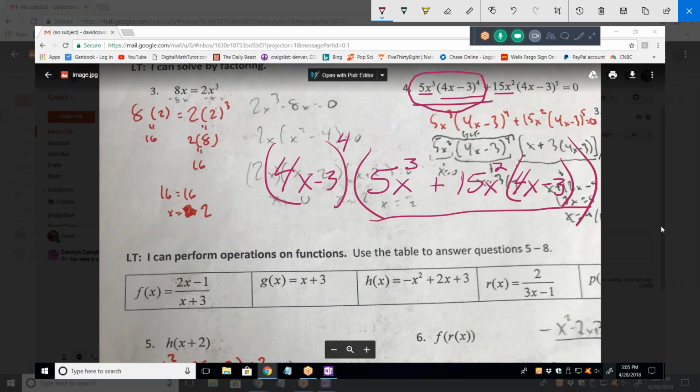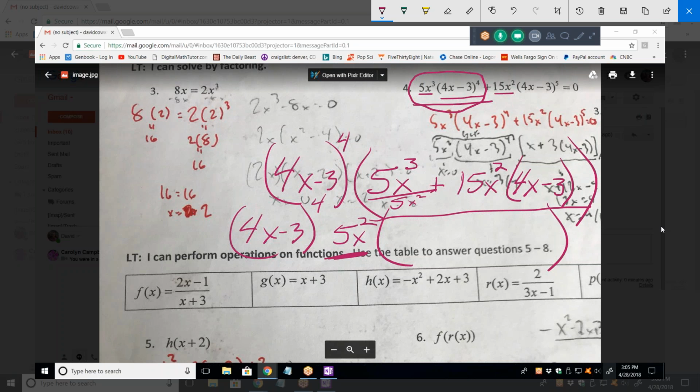Get the 5x squared. Okay, so here's what we got. 4x minus 3 to the 4th times 5x squared. And you tell me what's left. Let's see. Don't you just have a 5x? Wait. Here's what you do. You take your greatest common factor and you divide it into each of these terms. Well, what does that give you? Into that? Let's see. You just have the 5x.